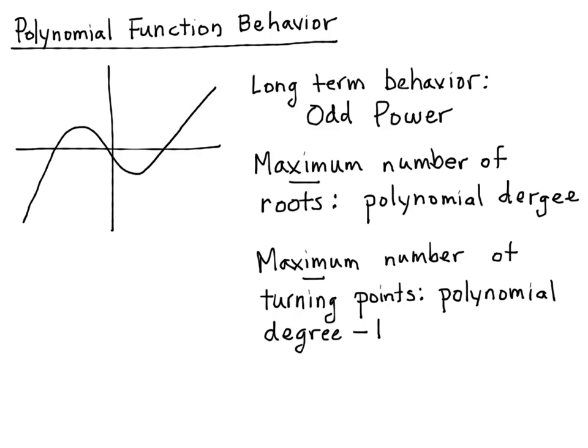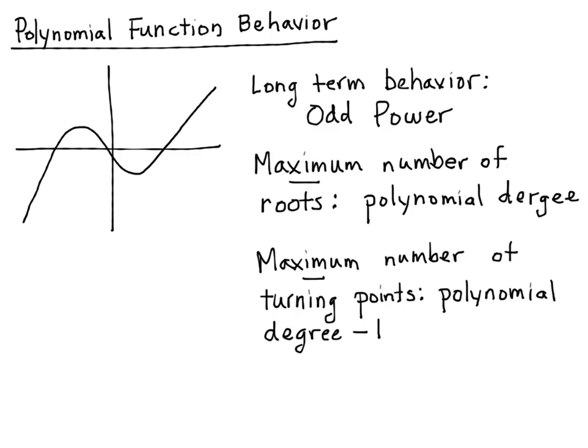Now, the maximum number of turning points is one less than the polynomial degree. So a turning point is where it changes direction. Okay, I'll define it that way, not very mathematically precise. So if I look at a third degree polynomial, it can change direction exactly twice. So it has a turning point, 1, 2. It doesn't have to have that many. Like if you just look at x cubed, it just goes up, flattens out, and goes up again. So it really doesn't even have a turning point.